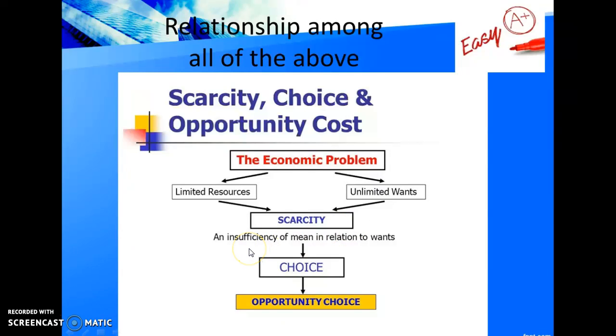So, an insufficiency of means in relation to wants, then we have to make a choice. Because there's scarcity, because there are not enough resources and our wants are unlimited, we have to make a choice. We have to choose, we have to make a decision. And the choice that we make will eventually result in an opportunity cost. So an opportunity cost is always associated whenever you make a choice, right?